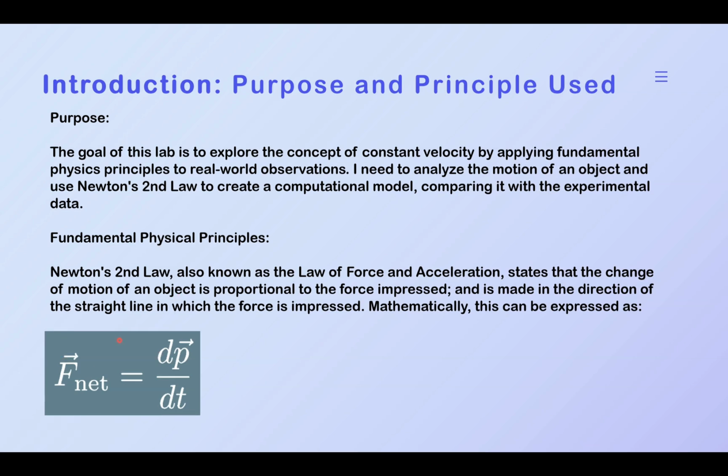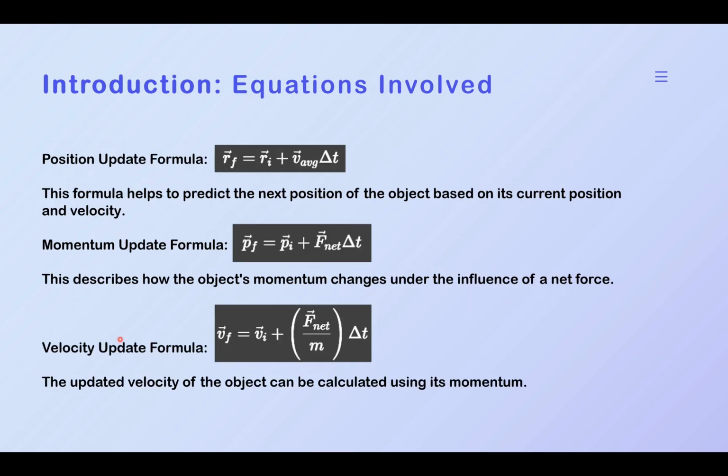Some really important equations involved here are, first, the position update formula, which can help you predict the next position of the object based on its current position and velocity. Also, the momentum update formula describes how the object's momentum changes under the influence of net force. And by using the velocity update formula, we can calculate the updated velocity of the object using its momentum.